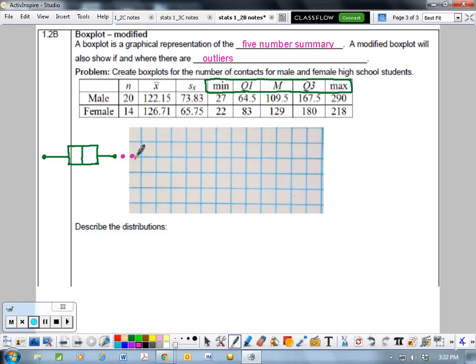So I'm going to go ahead and just grab these really quick, that graph, and we're just going to move that over there for right now. And we're going to go ahead and work on this. So we have males and females, and what we did is we asked them how many contacts do they have in their phone, how many numbers do they have programmed in their phone. And then we have the numerical summary. So for males, we're going to go ahead and look at them first.